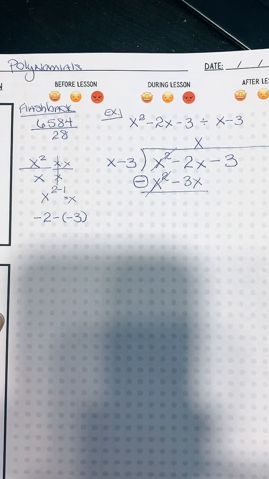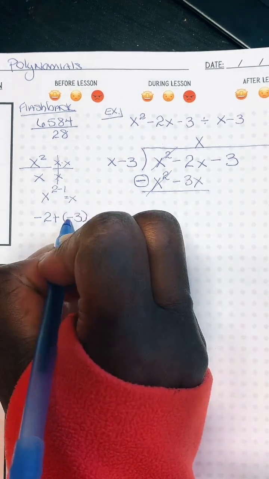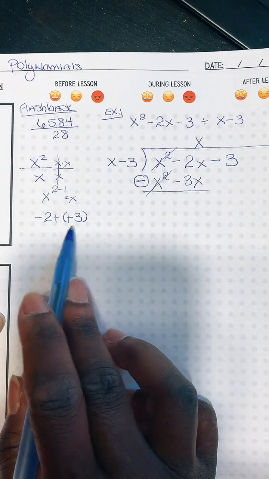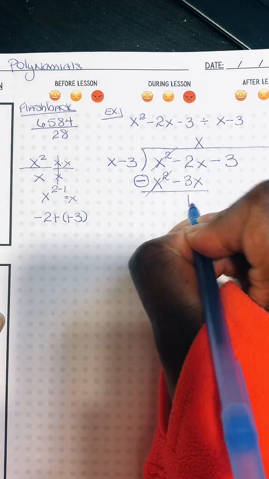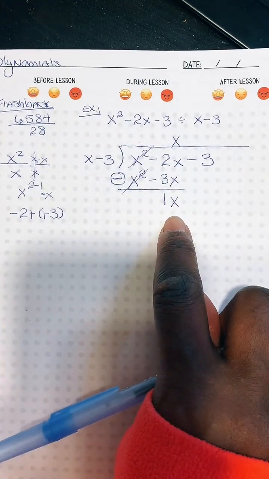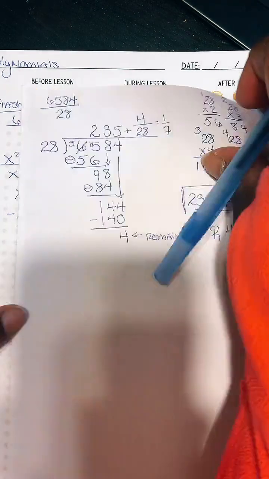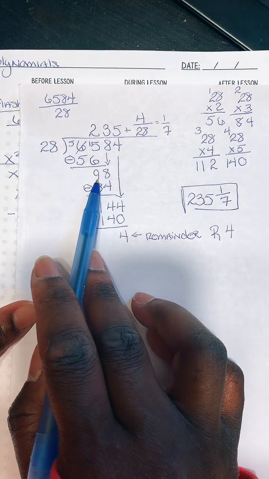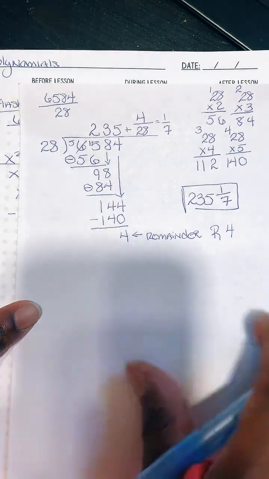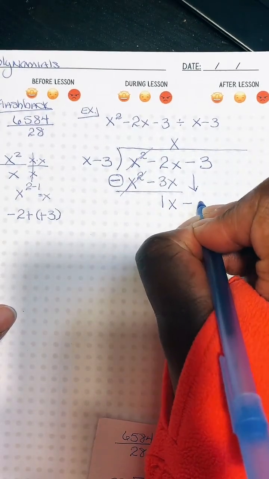Okay, so this is factorable. Yes, it is. All right, so we do have a 1 because when you minus a negative, remember it turns positive. So -1 plus 3 gives me 1x. So now we have our 1x. Just like what we did with the other long division, after we subtract, we bring the next term down. So we're going to bring down the -3.